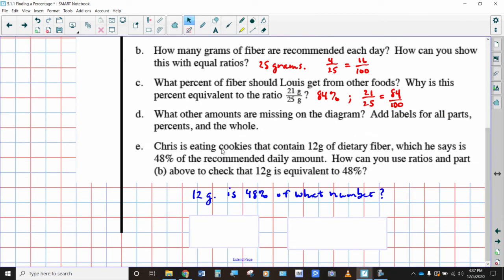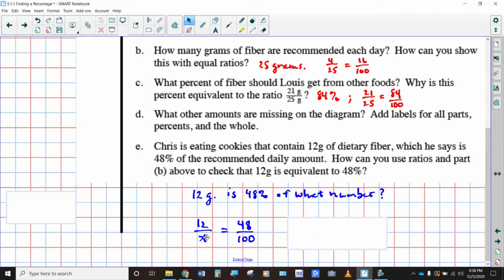It says, Chris is eating cookies that contain 12 grams of dietary fiber, which he says is 48% of the recommended daily amount. How can you use ratios and B above, this part right up here, to check that 12 grams is equivalent to 48%? So basically what we're looking at here, we're trying to figure out if 12 grams is 48% of what number. So we're trying to find what the total would be. And what should the total be? It should be the same as here, right? Because we determined that there were 25 grams, which is recommended for the daily allowance.